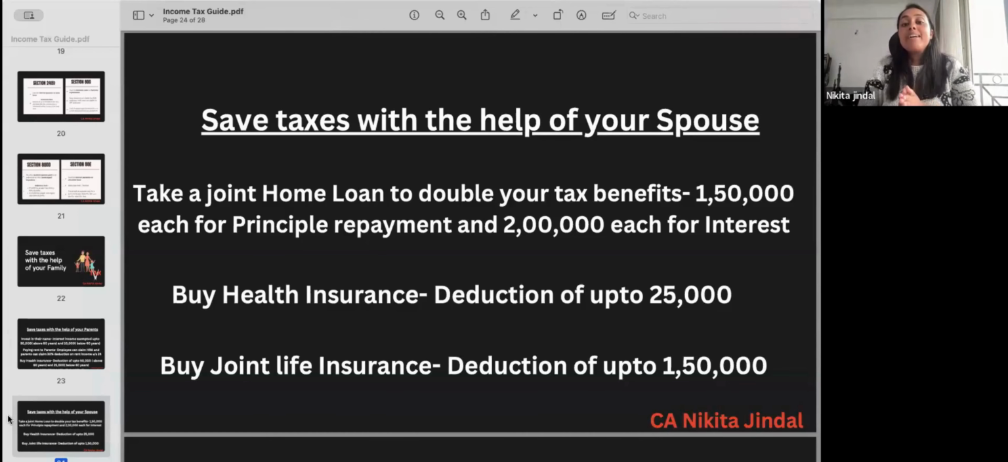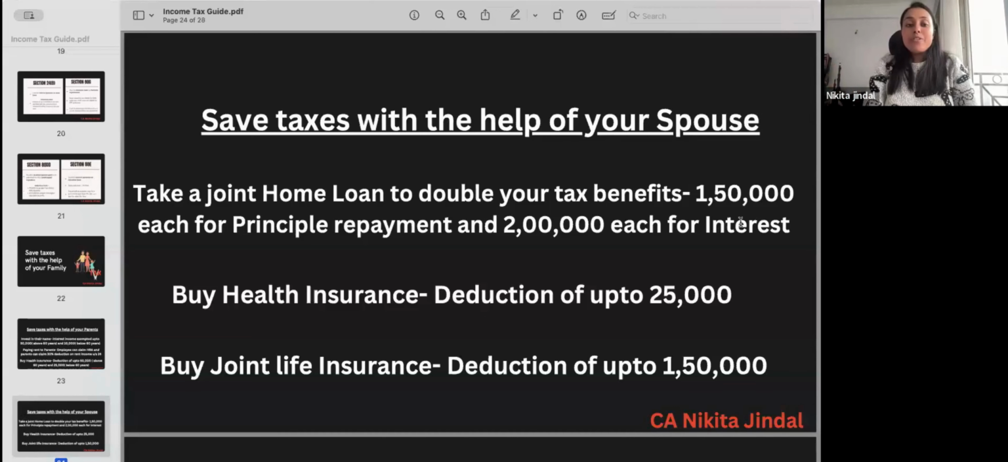The other one is save taxes with the help of your spouse. Number one is you can take a joint home loan to double your tax benefits. If you are taking a home loan, you get a 1,50,000 deduction for the principal repayment under section 80C and 2 lakh for the interest repayment. If you take a joint home loan with your spouse, you get double benefits. Instead of 3,50,000, you will get 7 lakh of benefit.